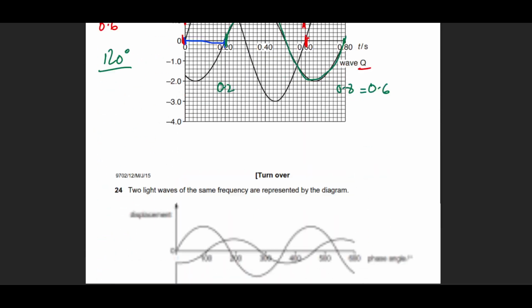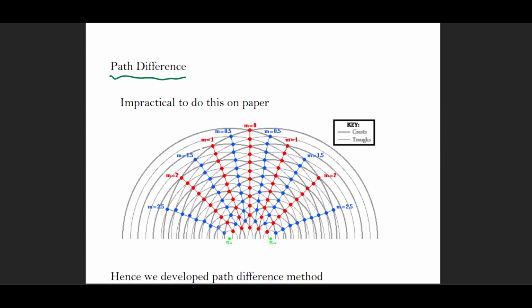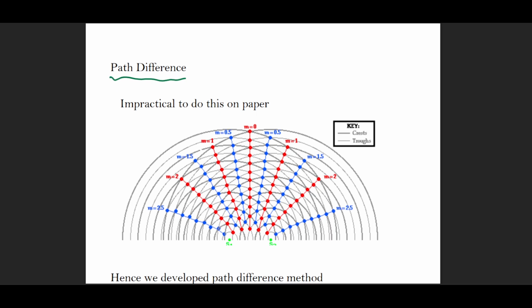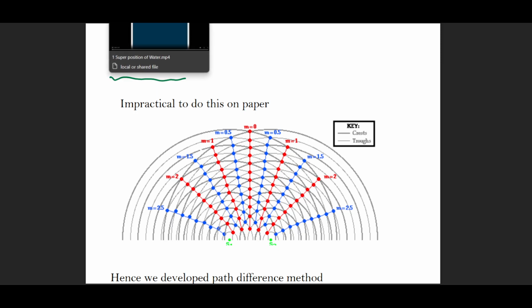So we've developed this technique of path difference to understand whether there is going to be constructive interference or destructive interference. Now, to visualize what type of interference is actually taking place, first we need to see a video of superposition of water. So here we have two sources of water. First, we will only see one source of water creating waves.